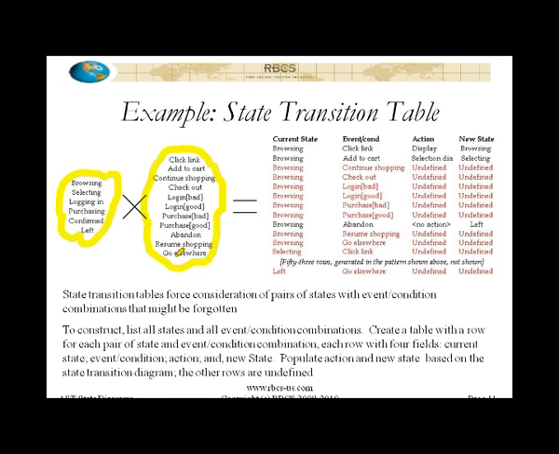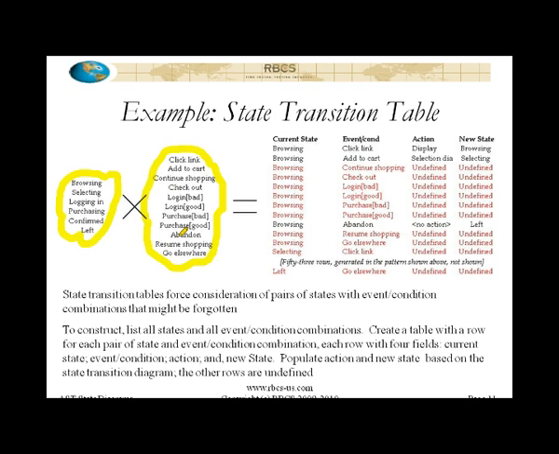And then we get abandon, resume shopping, and go elsewhere. So we've got 1, 2, 3, 4, 6, 8, and then 3 for 11. Okay. So there are 6 times 11, or 66 possible combinations of states with events or event condition pairs, right?